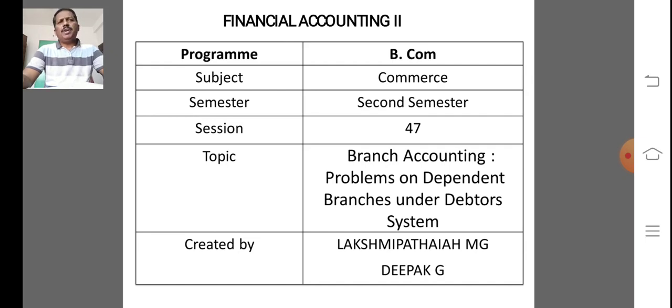My title is Financial Accounting 2. Now I am covering session number 47. The topic is branch accounting. Under this branch accounting, I am working the problems on dependent branches under a debtor system.